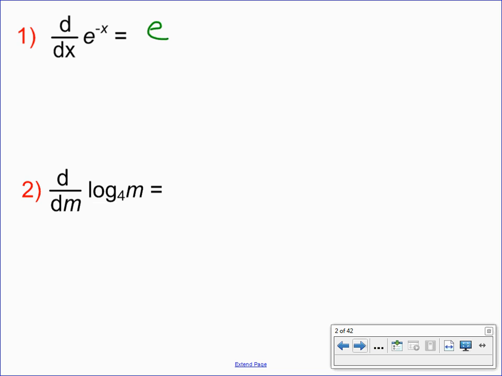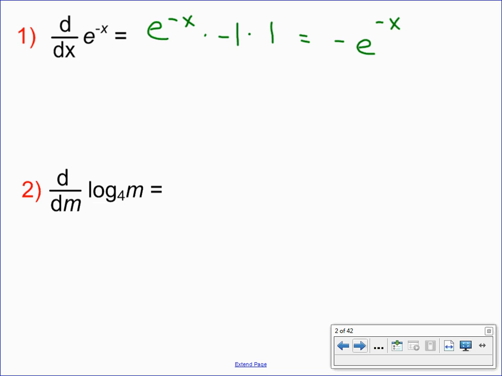The derivative of an exponential function is the exponential itself times the derivative of the exponent times the natural log of the base. And in this case, a base e exponential, the natural log of the base is just 1, so we don't need that at all. It looks like negative e to the negative x.